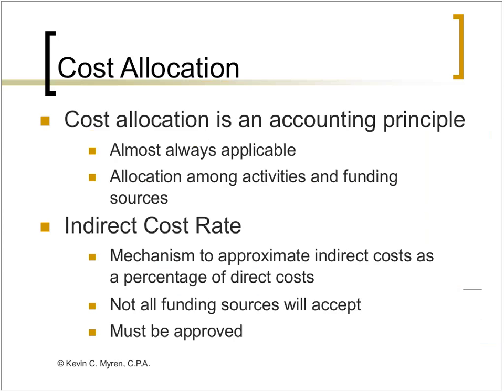Slightly different is the concept of indirect cost rate. An indirect cost rate is a mechanism to approximate indirect cost as a percentage of direct costs. One of the challenges related to this method is that not all funding sources will accept it, and to have an indirect cost rate, you must go through an approval process with your cognizant agency. It's not automatically approved if you just decide that you want one.